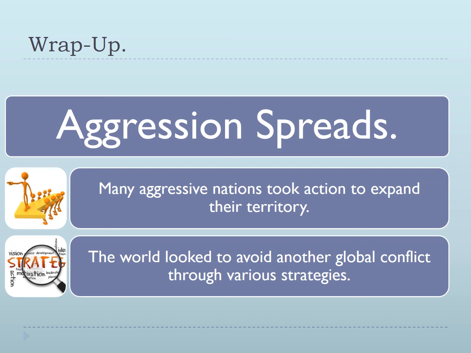But the world is going to look to avoid another global conflict through various strategies, appeasement and trying to give these dictators what they want. That way they don't have to go to another war. Unfortunately, as we move forward in the next couple of weeks, that is where we're headed, and we will head into World War II.